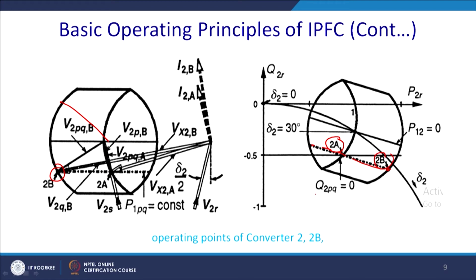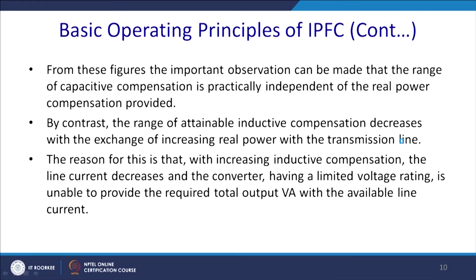Similarly, this is the case of the line where the imaginary power exchange is 0, and this is where the real power exchange is 0. Here it will go according to the magnitude. Thus, from the discussion, similarly it will be for the 2C. From these figures, the important observation can be made with the range of the capacitive compensation, in particular independent of the real power compensation provided. So, it can have a separate independent power flow of reactive and real power.